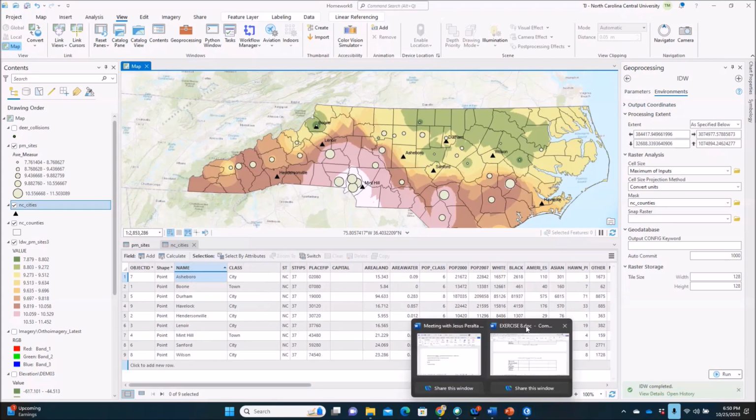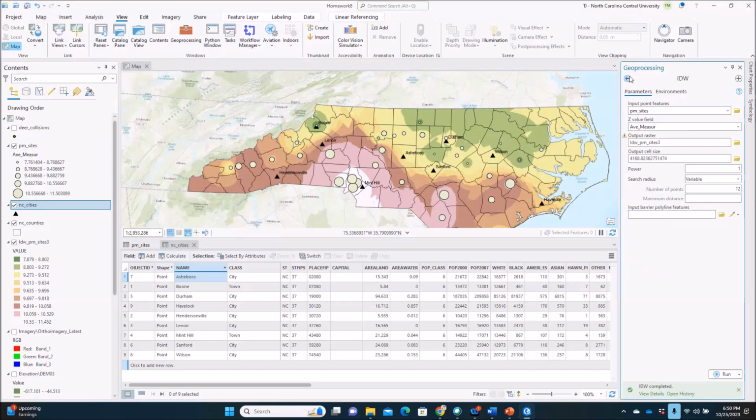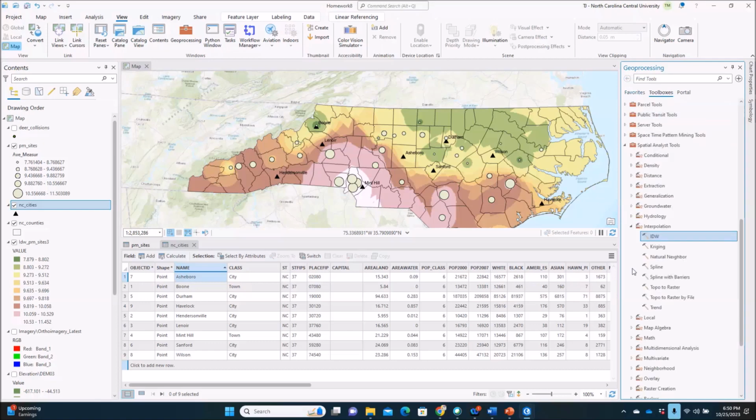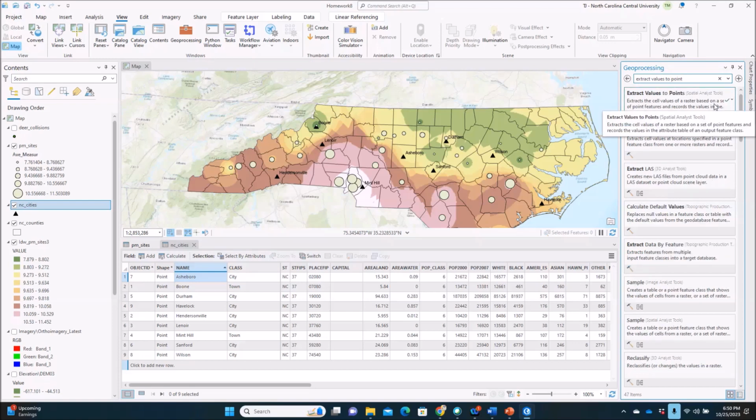Now I've got another routine, and I mentioned it here, and it's called extract values to points. Okay, extract values to points. How do I find that? Well, if I don't know where to find it, guess what I can do? Up in the top under geoprocessing, I can do extract values to points. And what's it say here? Extracts the cell values of a raster to a set of point features and records the values in the attribute table of an output feature class. That'd be really good, right?